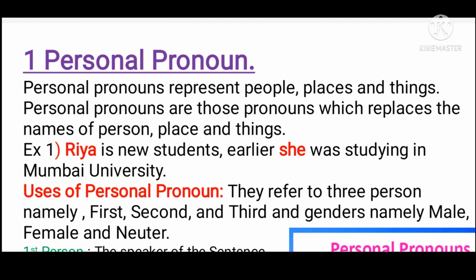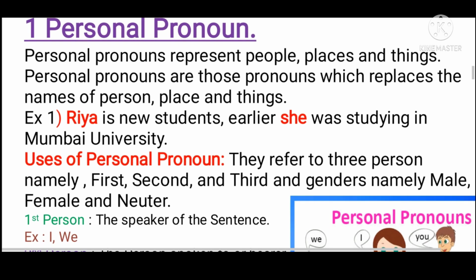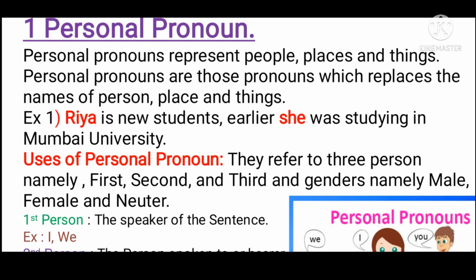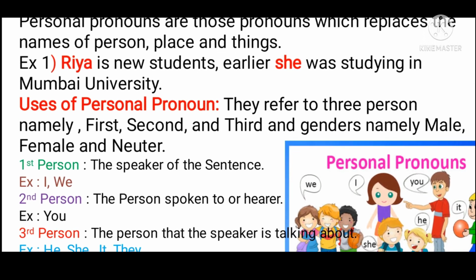So, dear friends, as the definition goes, personal pronouns represent people, places, and things, and they also replace the names of a person, place, and things. Let us see how it replaces. If you look at the example, the noun Riya is highlighted in red, and in the second example you can see that Riya as a name has been replaced with the pronoun she, right? So let us see the uses of personal pronoun.